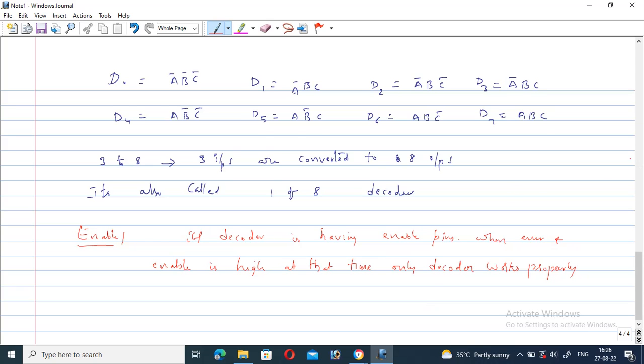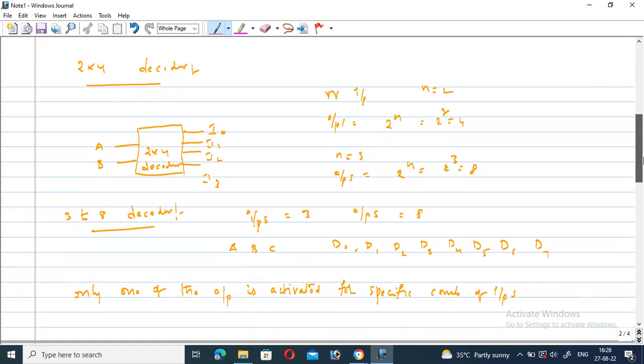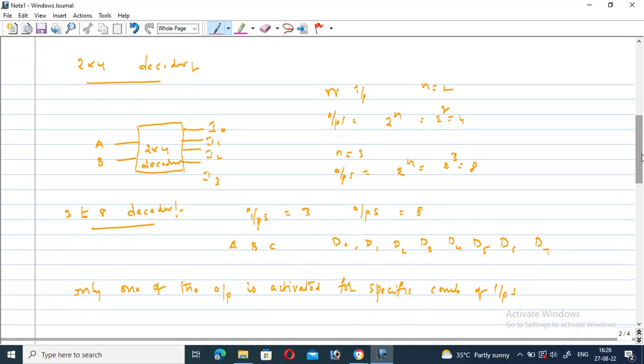Okay, this is the decoder's concept. If the decoder consists of an enable pin, I will represent the enable pin here. Okay, so I will explain in Telugu also.